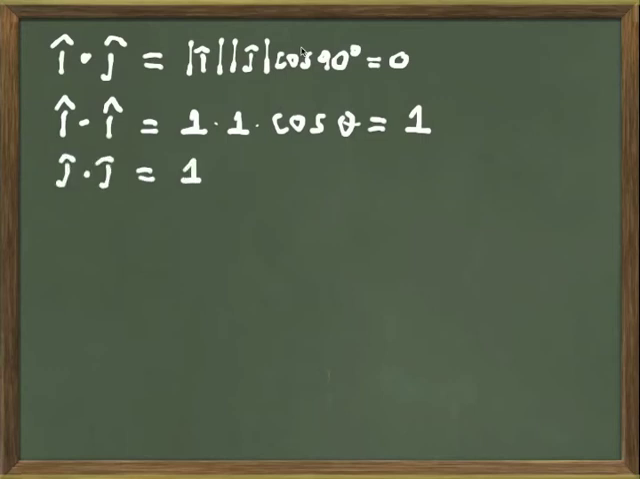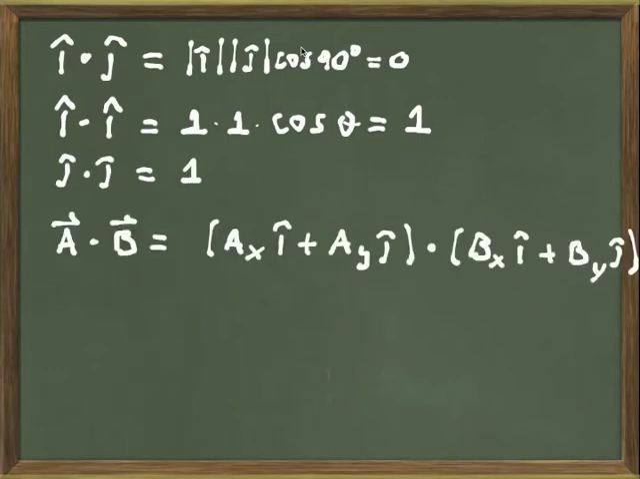J with J, same deal. So if you use that, we can write the dot product between A and B in terms of their components. Not in terms of the magnitude of A times the magnitude of B times the cosine, but also we can express it in terms of the components.